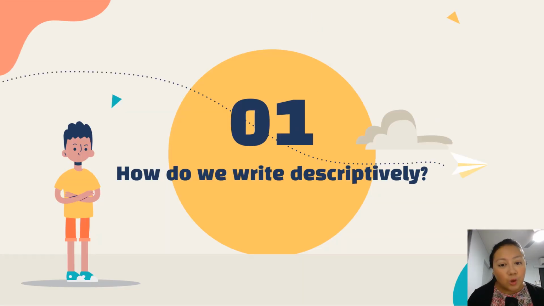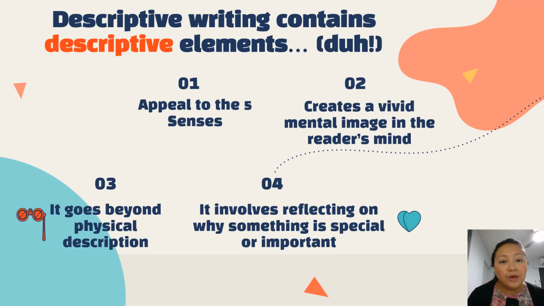Now, a quick revision. How do we write descriptively? Remember, descriptive writing contains descriptive elements, obviously. For example, the writing has to appeal to the five senses, right? It should create a vivid mental image in the reader's mind using your words. It goes beyond physical description. So it's not just me describing a certain item. It goes beyond that. It also involves reflecting on why something is special or important.